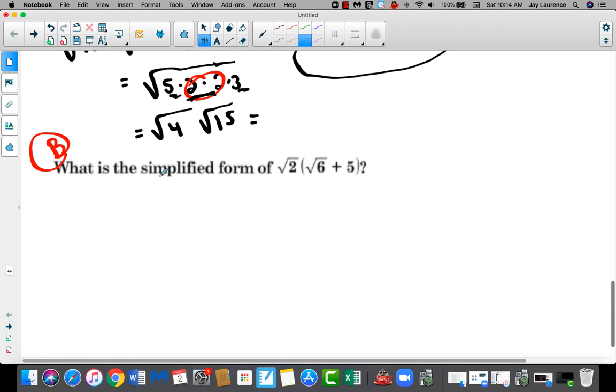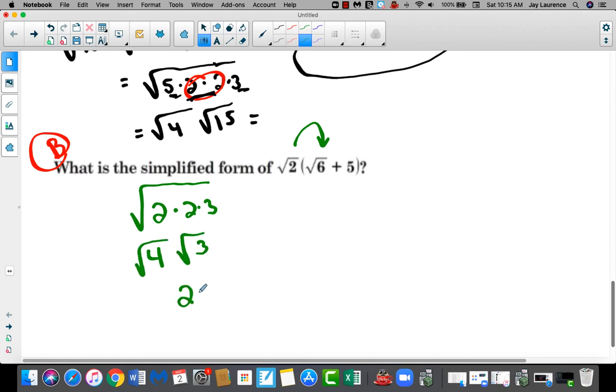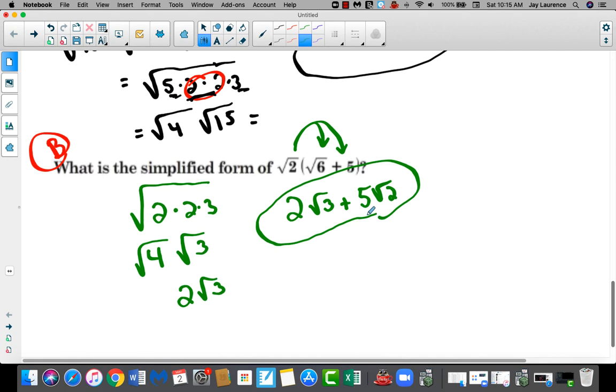Here I go. All right, I'm going to think about that first multiplication. I'm going to think about rad 2 times rad 6 as the rad of 2 times 2 times 3, which is the rad of 4 times the rad of 3, which is 2 rad 3. And so this first distribution gets me 2 rad 3. The second distribution is just 5 times rad 2, which is 5 rad 2. And there it is.